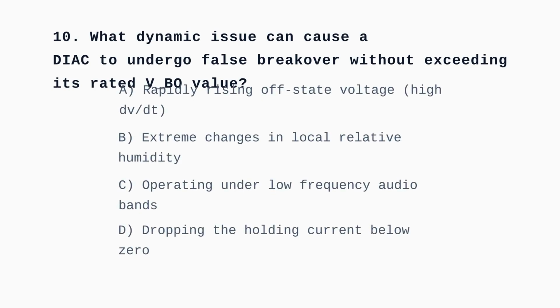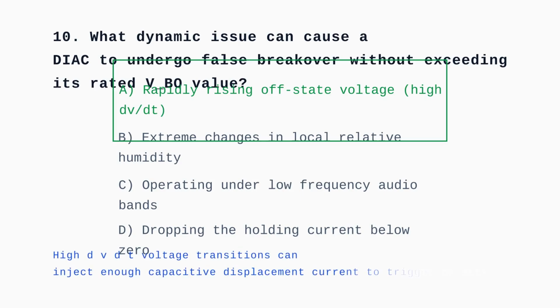Question 10. What dynamic issue can cause a DIAC to undergo false breakover without exceeding its rated V_BO value? Rapidly rising off-state voltage transients inject displacement current through the device's internal capacitance, falsely triggering breakover below its static rating.